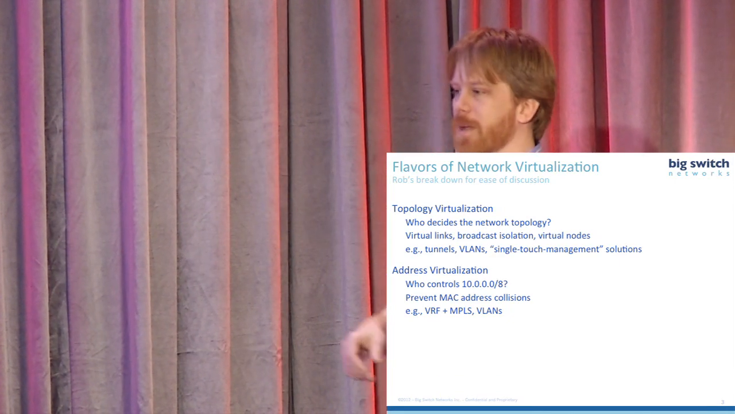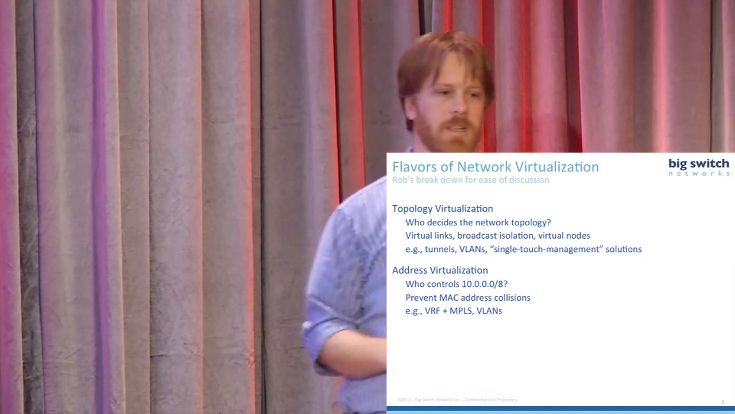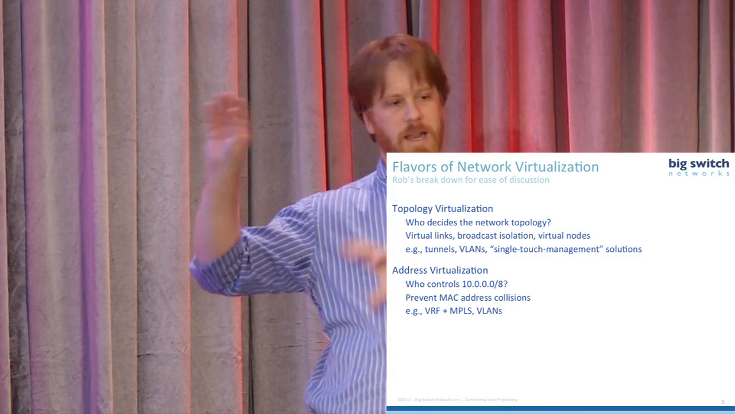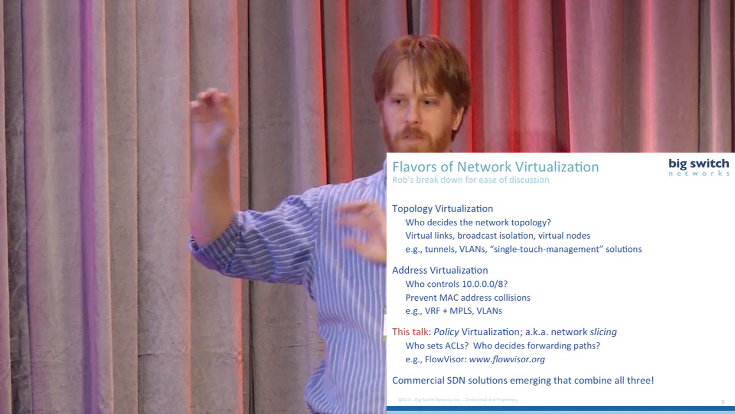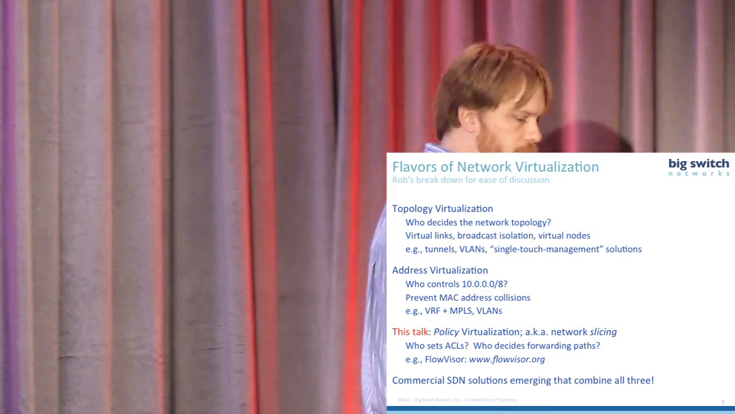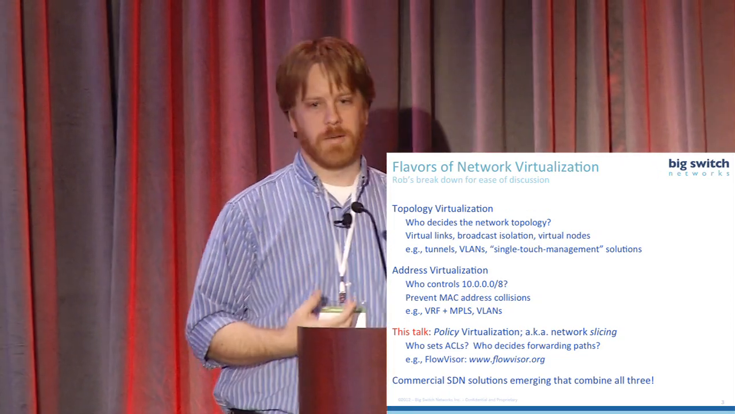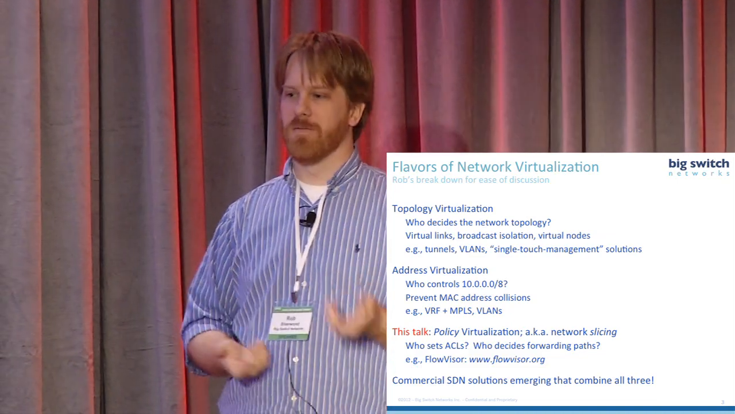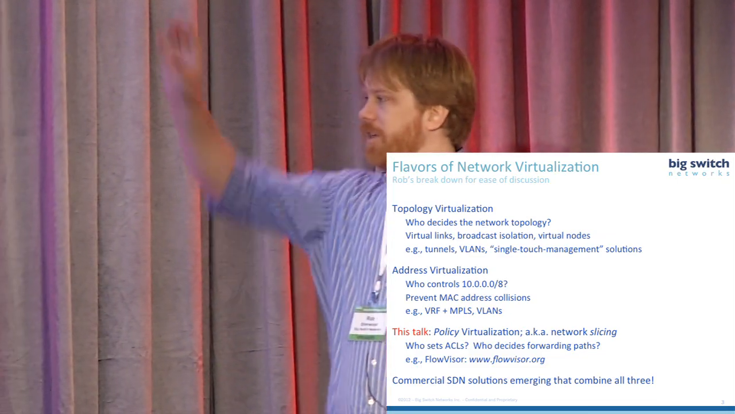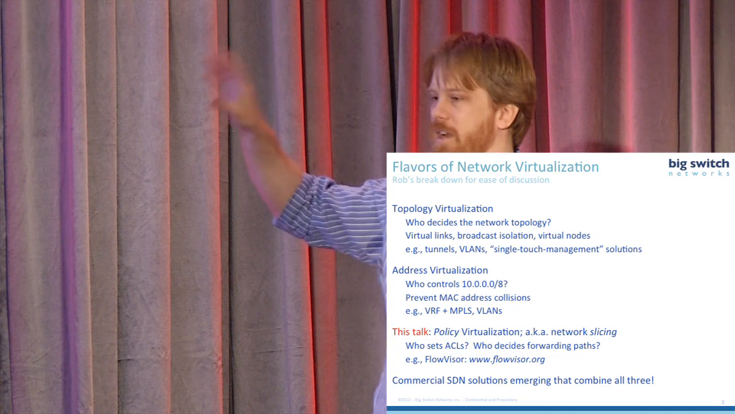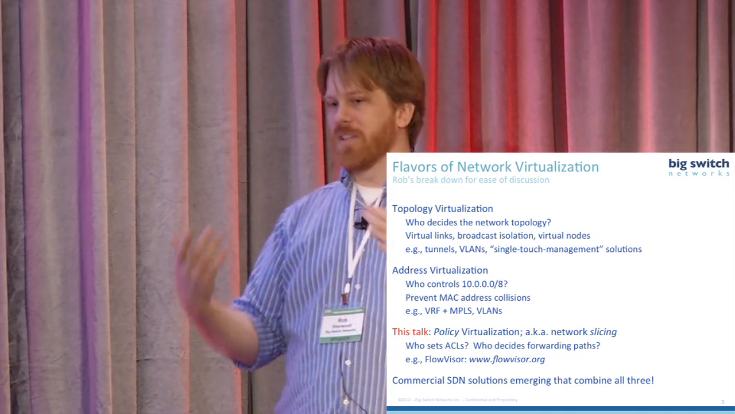These are two different types of virtualization that I feel that people are reasonably comfortable with. And yes, SDN can actually make improvements on these, but these are actually not what I want to talk about today. So what I want to talk about today is what I call policy virtualization. So fundamental in both of these two that's not addressed is who sets the ACLs?